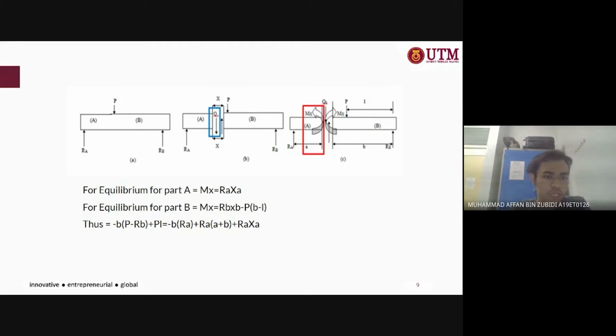So thus we got the overall equation: sum of moments, Mx equals to RA times XA, for moment of this diagram.